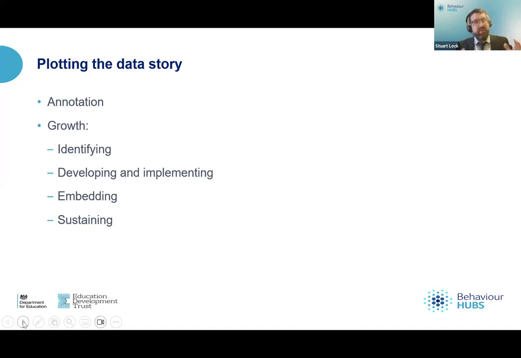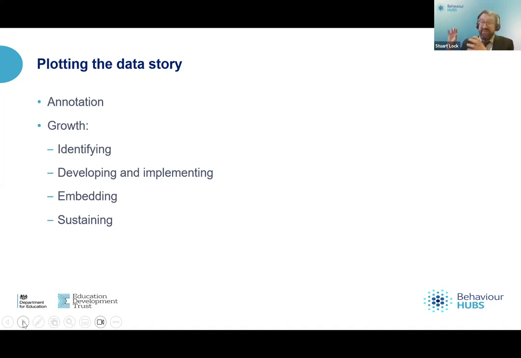Just on annotation, when plotting a data story, annotation is critical as fixed data points on their own could show some correlation, but don't necessarily explain cause and effect and impact of school improvement activity. In fact, quite often, the data story might beg further questions. It doesn't call for war and peace.